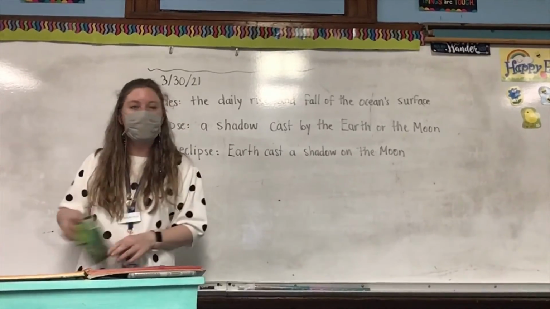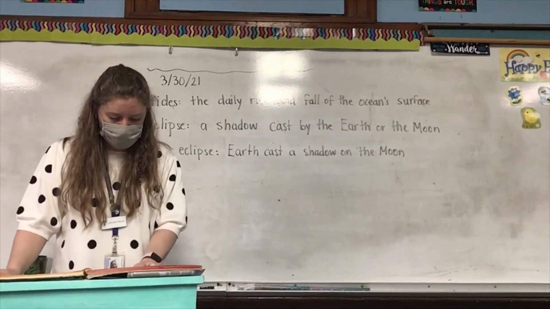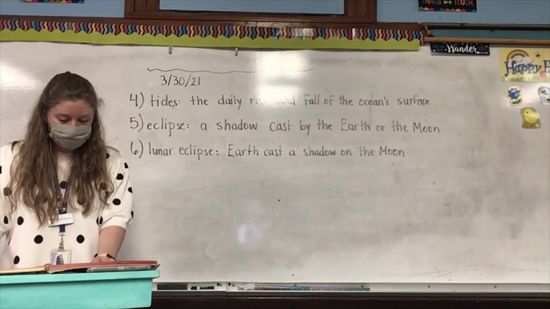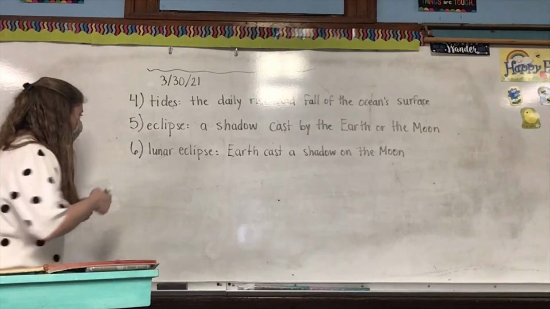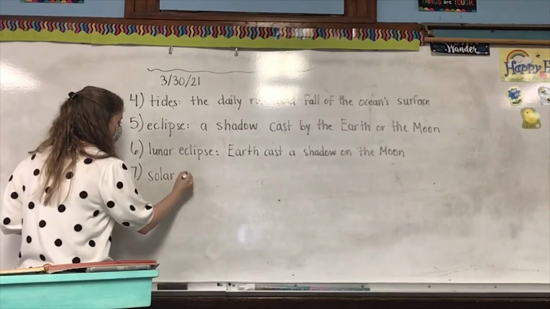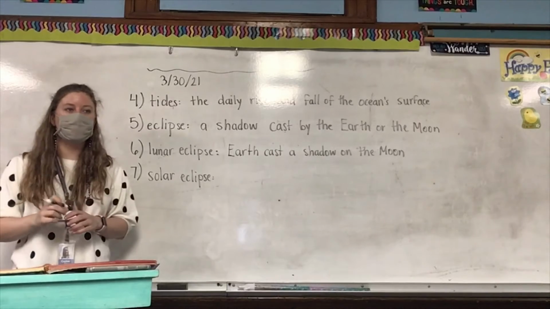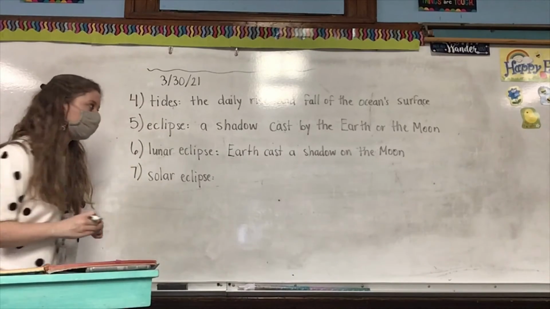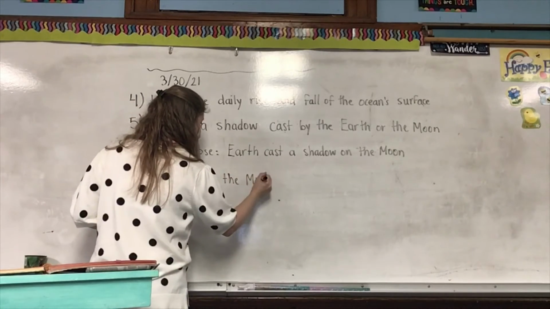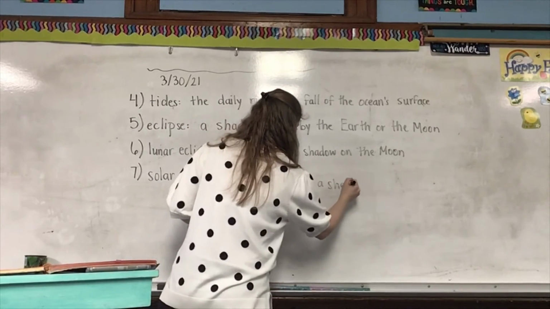Aaron, read to us about solar eclipses. This is what we saw 3.5 years ago. Solar eclipse. A little louder. In a solar eclipse, the moon casts a shadow on Earth. So, what's our next word, Aaron? Solar eclipse. And what happens during a solar eclipse? The moon casts a shadow on Earth. Good.